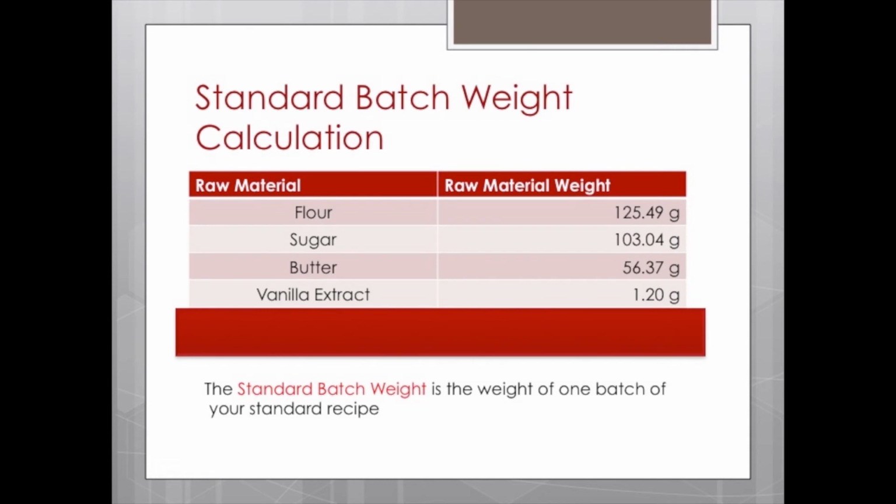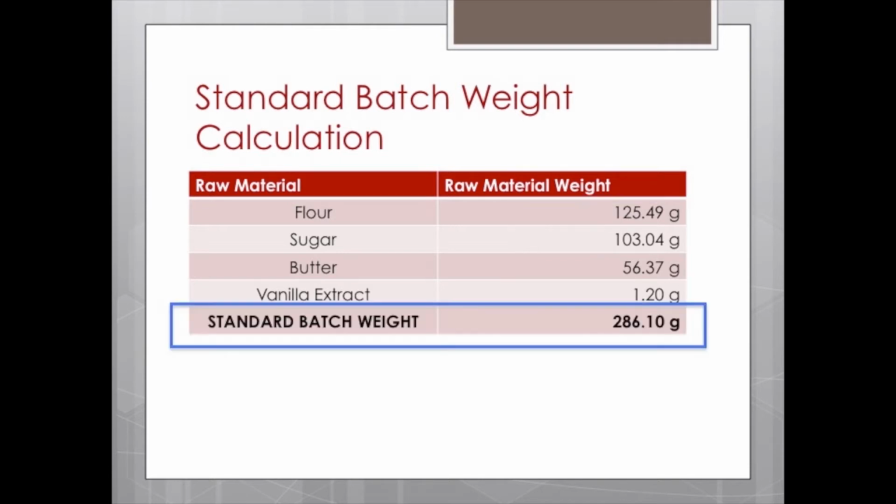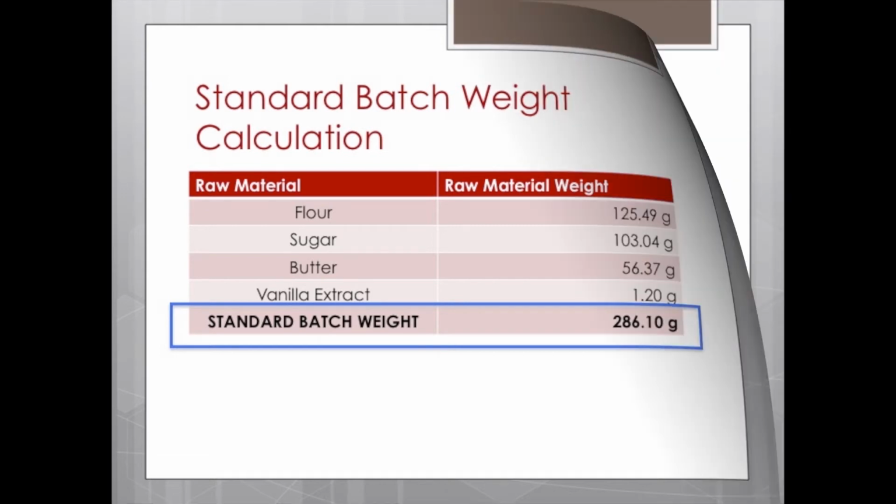The standard recipe weight, which is the weight of one batch of the original standard recipe, must be determined as well. To calculate the standard batch weight, add together the weights of each raw material from the standard recipe. For this example, the standard batch weight is calculated to be 286.1 grams. Now we are ready to calculate the raw material weight percentages.